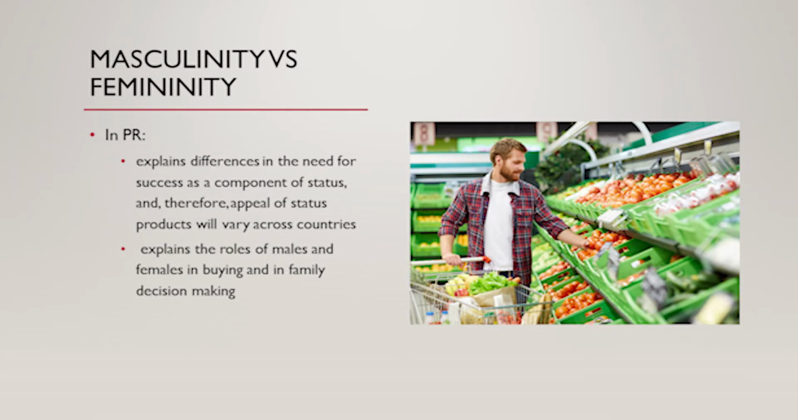This dimension also explains the roles of males and females in buying and in family decision making. For example, in masculine cultures, it is women who do most of the grocery shopping. So if we're selling those kind of products, we will be targeting female audience. In high femininity countries or low masculinity countries, both genders do grocery shopping, and so we would need to target both genders for those types of products.